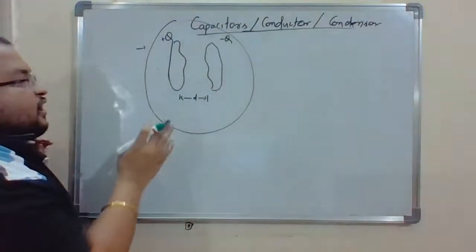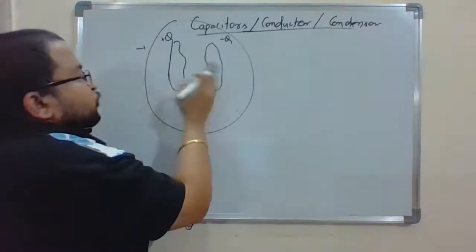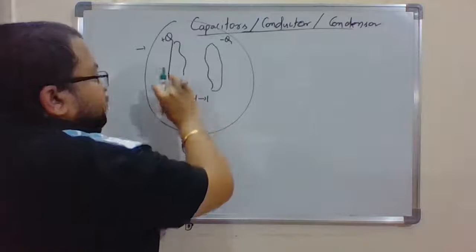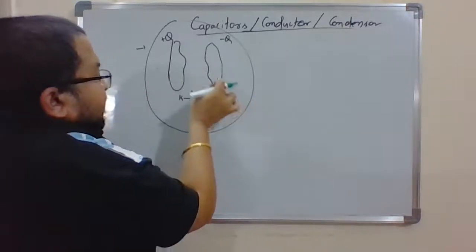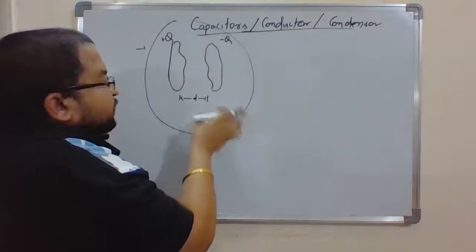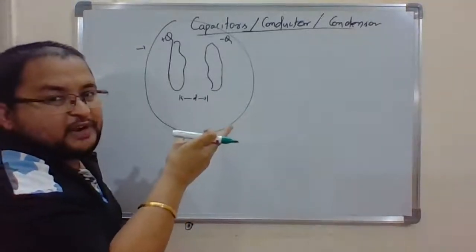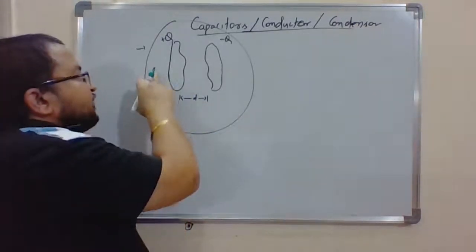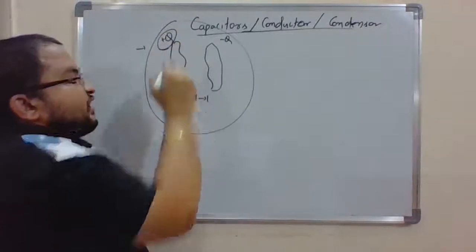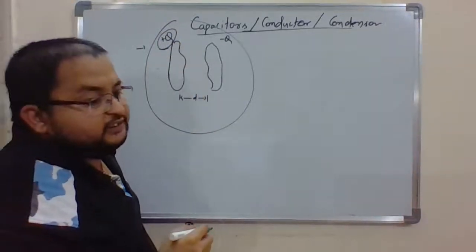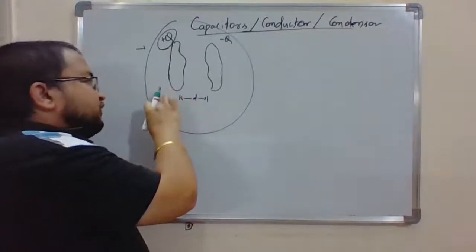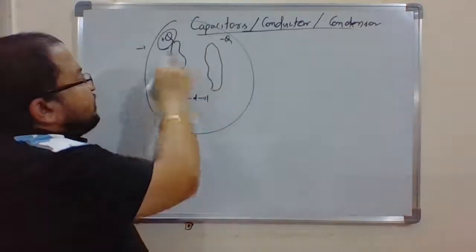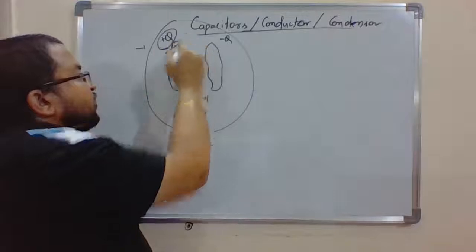I repeat, a capacitor is formed by two plates separated by a small distance, by giving a charge plus q to one and minus q to the other. And we give charges to them so that a potential difference V gets created between them. From a definition perspective, the charge on the capacitor is always taken as the charge on the positive plate. We do not say here we have plus q, here we have minus q, so net charge is zero. We say charge on the capacitor is the charge on the positive plate.